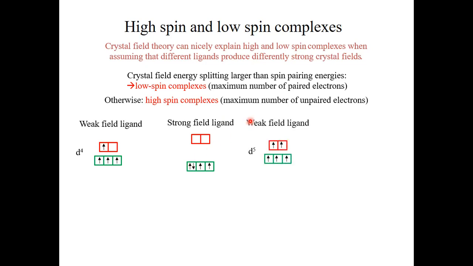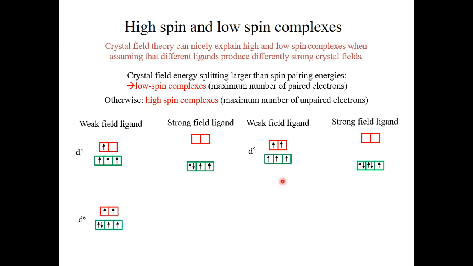So for instance, when we have a d5 electron configuration, and we have a ligand that only produces a weak crystal field, then we would fill the electrons into the orbitals according to Hund's rule, and that would give us 5 unpaired electrons. So if we had a strong ligand field, then these 2 electrons in the eg orbitals would go down into the t2g orbitals because the spin pairing energy is overcome, and that would reduce the number of unpaired electrons from 5 to 1.